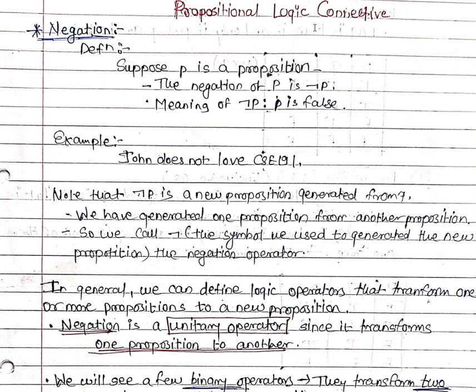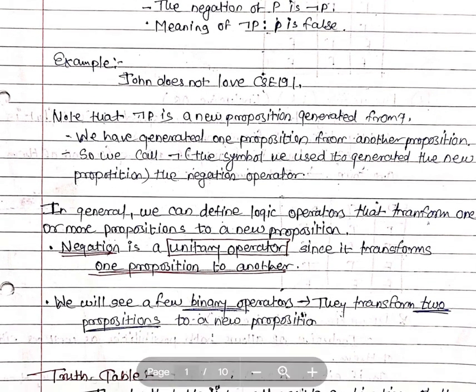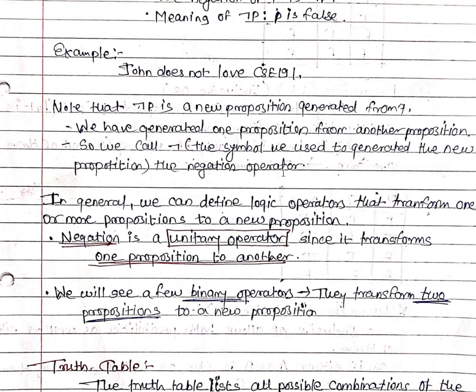The definition of negation is as follows. Suppose P is a proposition and it is true, then the negation of P means the output will be false. For example, if John does not love CSE, the negation of this statement will be John loves CSE. Note that negation is a proposition generated from another proposition. We call this symbol the negation operator.